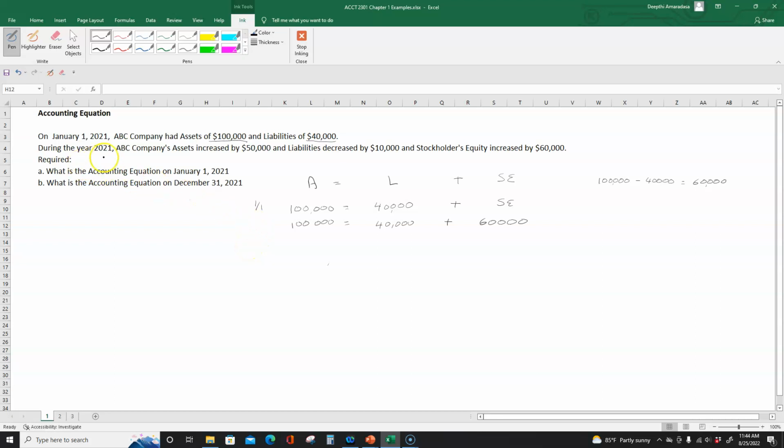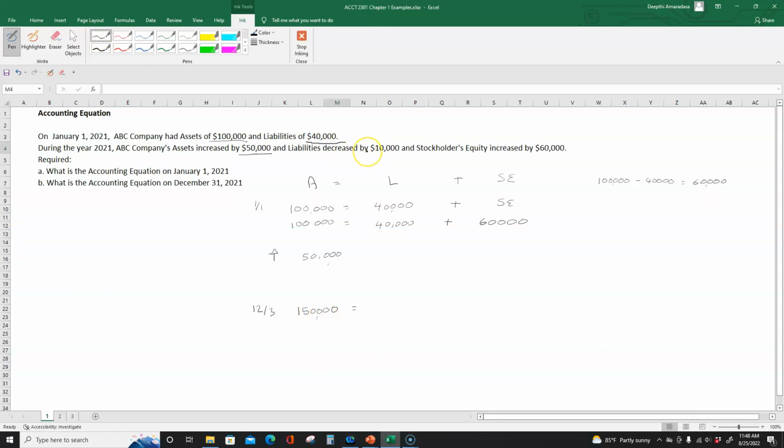So let's look at the information they told us about December 31st. That is the end of the year. It says, during the year, ABC Company's assets increased by $50,000. So between January 1st and the end of the year, which is December 31st, assets increased by $50,000. If assets increase by $50,000, at the end of the year, we know that the company's assets should have been $150,000. If they had $100,000, it increased by $50,000. Ending assets would be $150,000.